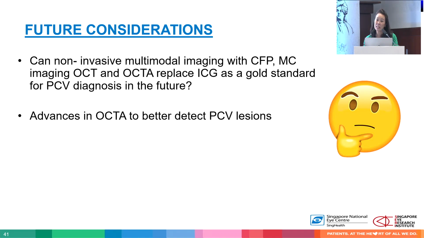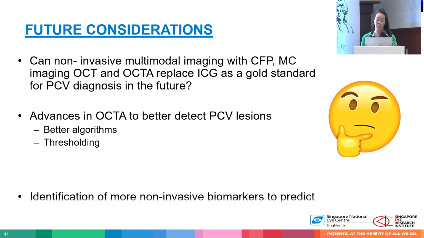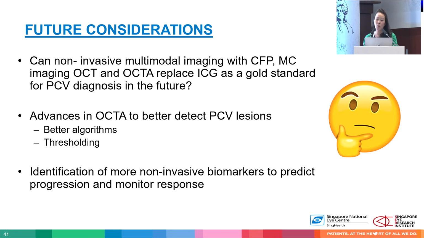and so some advances in OCTA to better detect PCV lesions would be better algorithms. The reason some PCVs are not detected is because the flow is too slow, and the OCTA needs a particular threshold of flow to be exceeded before it appears as a white pixel instead of a black pixel. So if you change the thresholding of the OCTA, then it's possible to get a white pixel on lower flow, and this is what thresholding is about. And also we can identify more non-invasive biomarkers to predict the progression and monitor the response.